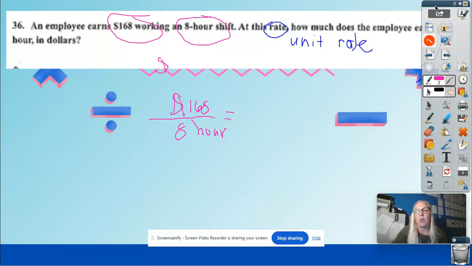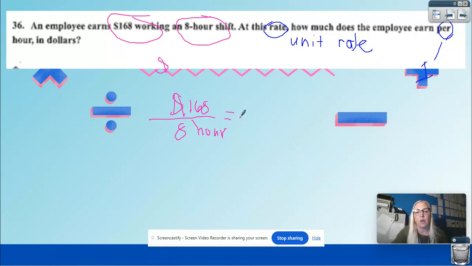And we are looking for the unit rate. So one of the values of our next comparison has to be the value of what? The value of 1. And it tells us right here, per hour. So where are we going to put 1 hour? On the top or bottom? It goes on the bottom.